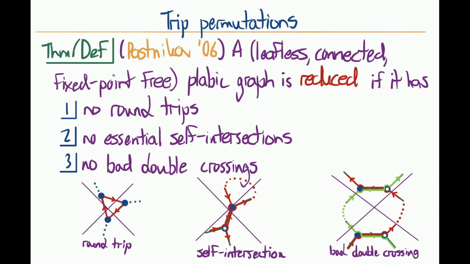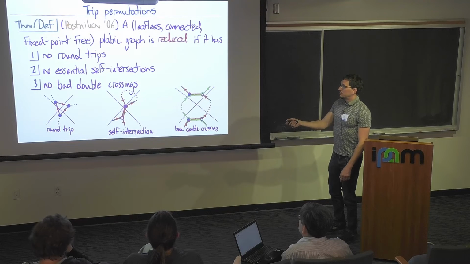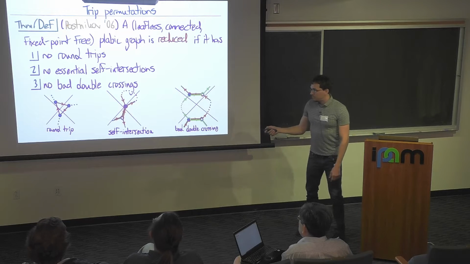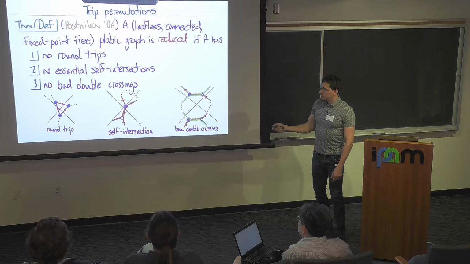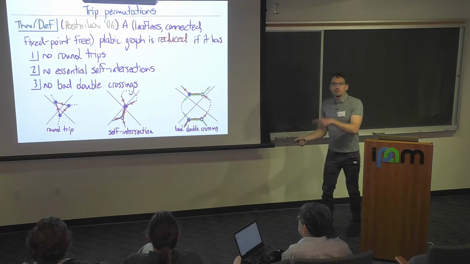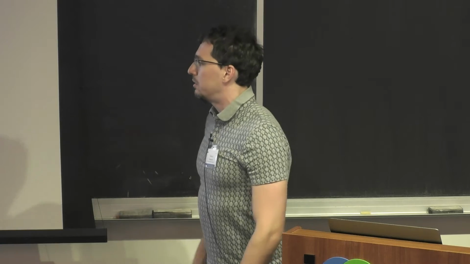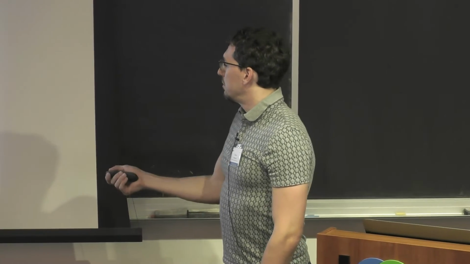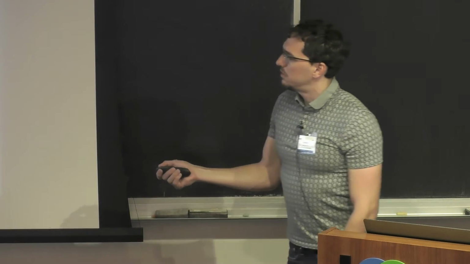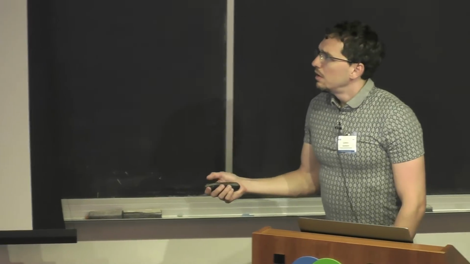So Postnikov also gave a lovely characterization of when plabic graphs are reduced. There's a bunch of adjectives, qualifiers that you need. I'm going to skip that for this talk. The key things are sort of, you can phrase them in terms of trip permutations. They're 3 forbidden configurations. So no round trips, for instance. No trip where you go just strictly inside without reaching the boundary. No self-intersections. And then also no bad double crossings. That's kind of an interesting one.